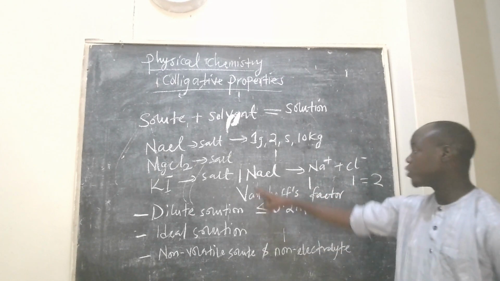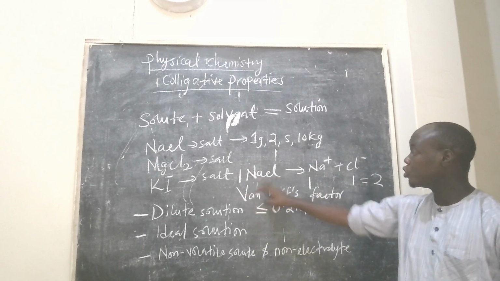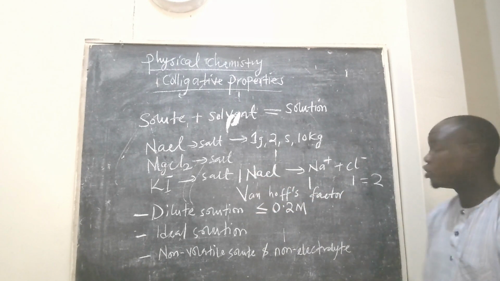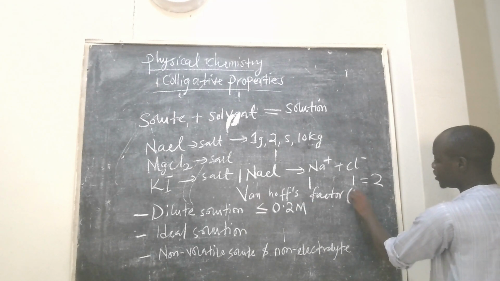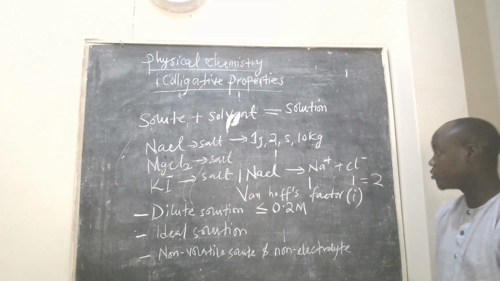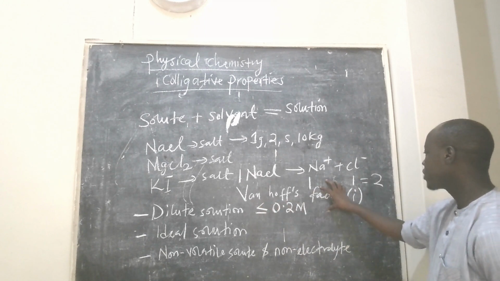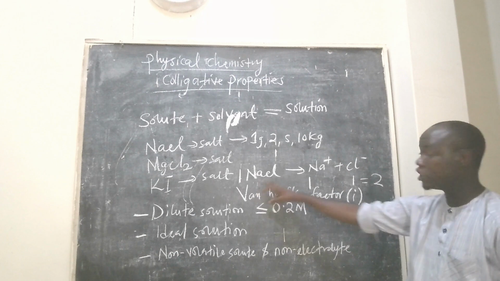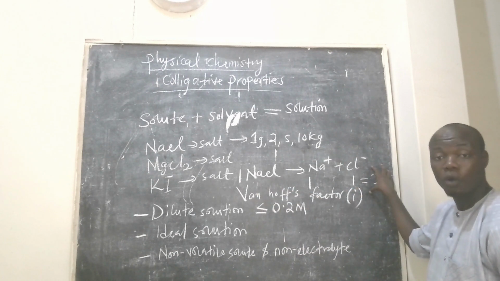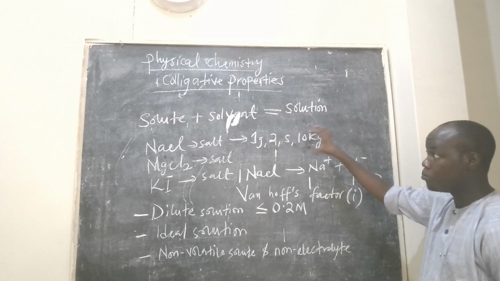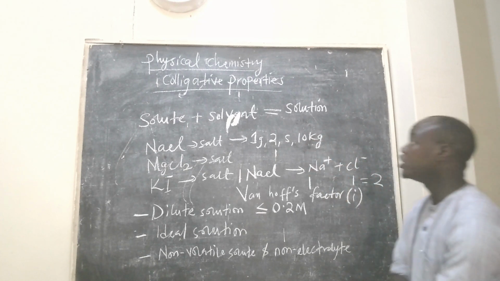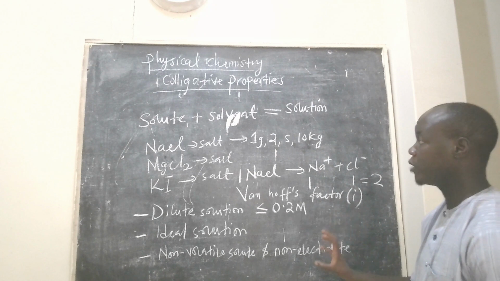So the Van Hoff factor here before the dissociation of sodium chloride is 1. And usually this Van Hoff's constant is represented with a small letter i. So Van Hoff's factor is 1 before dissociation, and after dissociation it now becomes 2. So these are some basic concepts and explanations of colligative properties.